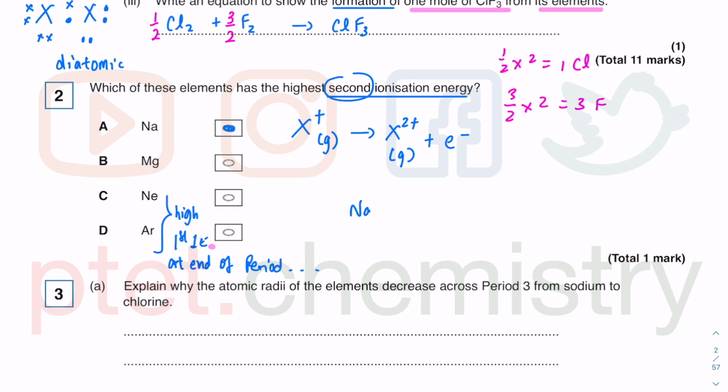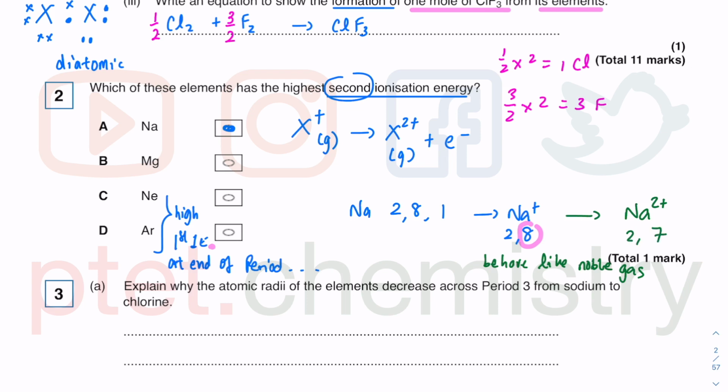That's because when you have sodium, you have 2, 8, 1, and then you go to Na plus, then you have 2, 8, and that means sodium now looks like a noble gas, so it behaves like a noble gas electronic configuration. So it's got a fully filled outer shell, and therefore it's going to be the most difficult to remove from this inner shell now. To become Na2 plus, 2, 7, you have to remove from this inner shell. Magnesium has got 2 outer shell electrons. Remove the first one, the next one is still removed from the outer shell.